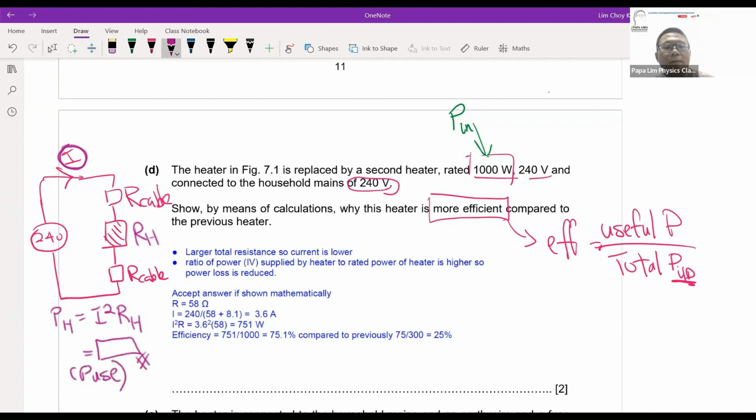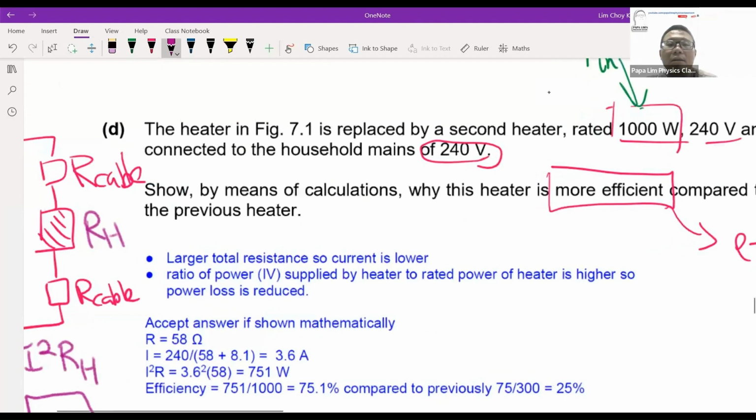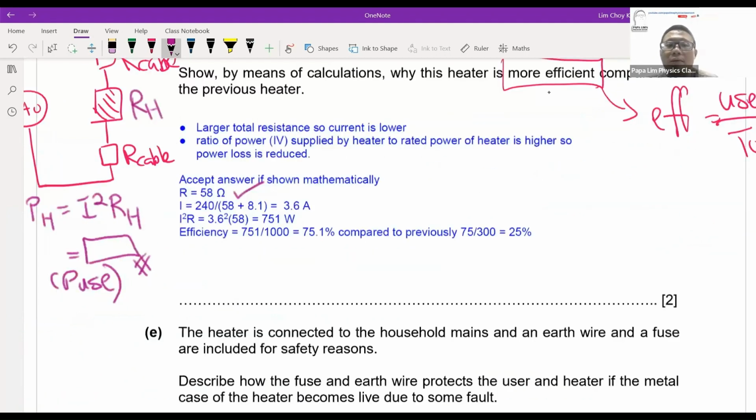So in this case, based on the question here, this is what I did. I calculated the resistance of the new heater, and I calculated the current flowing through the circuit. And from there, I calculated the useful power of the heater now. So now the useful power of the heater is 751 watts. Additionally, I move one step ahead to calculate the efficiency.